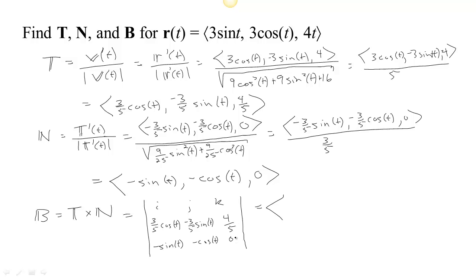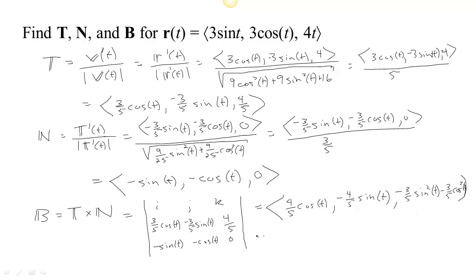Our i component is going to be 0 minus 4/5 times negative cosine t, so that's 4/5 cosine t. And our j component is going to be negative 4/5 sine t minus 0. So we get negative 4/5 sine t. And finally, our k component is going to be negative 3/5 cosine squared, and then the product this way is 3/5 sine squared, and we're subtracting that, so we have negative 3/5 sine squared t minus 3/5 cosine squared t.